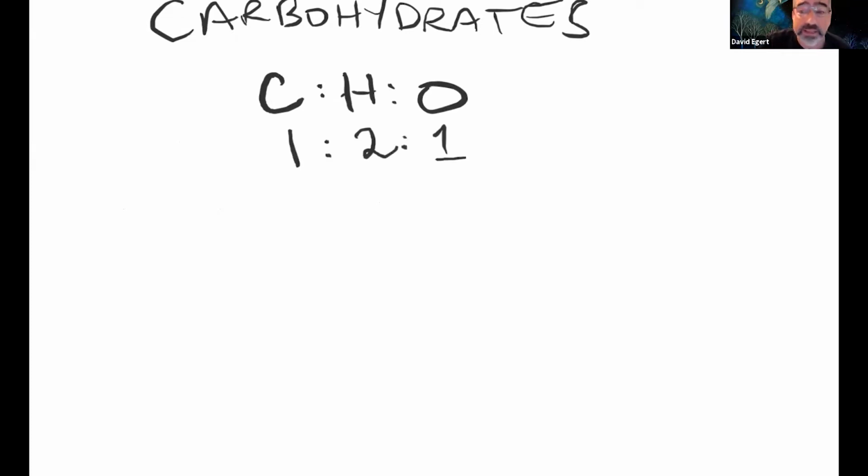In fact, that's where they get their name, right? When people were first looking at this stuff, they realized that the ratio of these elements was 1 to 2 to 1. So it's kind of like carbon and H2O, hydro is water. It's not really a carbon and a water, but it's got the ratio of atoms as if it's carbons and waters. So that's how it gets its name.